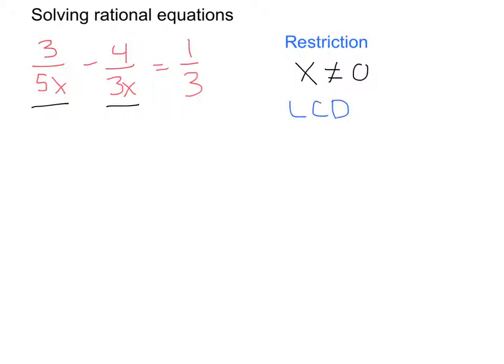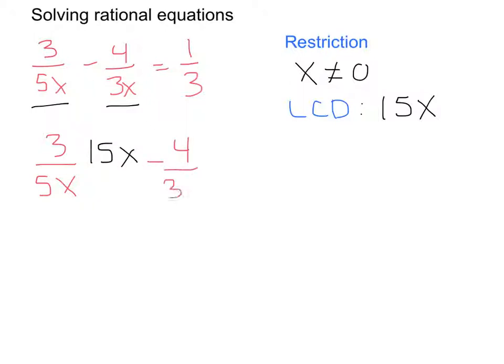The next thing you need to do is identify the LCD. In this situation, the LCD is going to be 15x. It's the lowest common denominator. And what we're going to do with this LCD is multiply every single term we have by the LCD. This is going to put us in a position where we can get rid of all of these fractions so we can solve this problem.